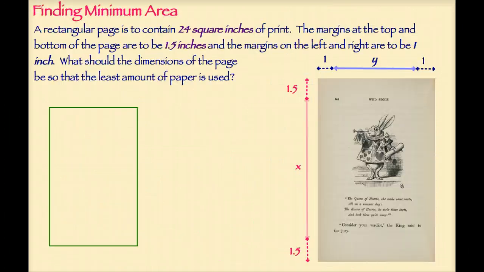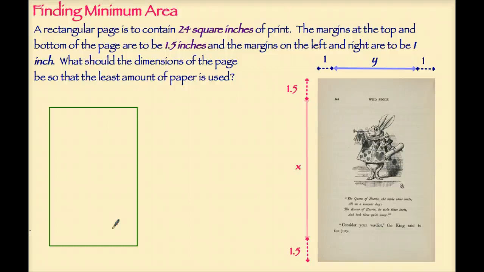All right, one more example. We're going to find minimum area. A rectangular page is to contain 24 square inches of print. The margin at the top and bottom of the page are to be 1.5 inches, and the margins on the left and right are to be 1 inch. What should the dimensions of the page be so that the least amount of paper is used?